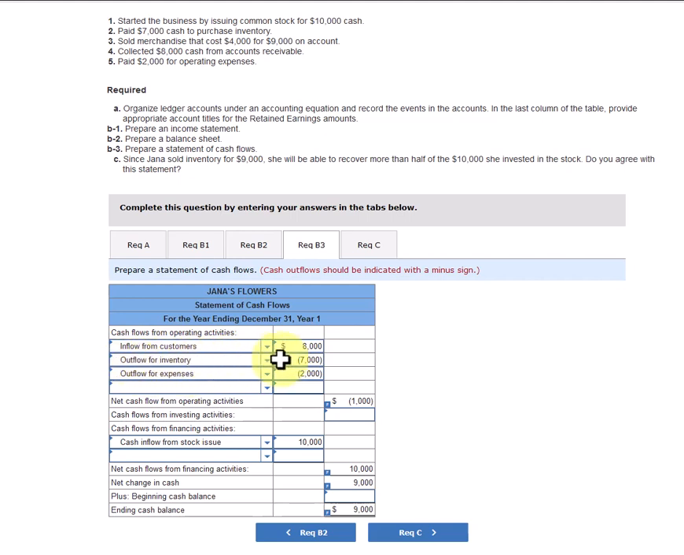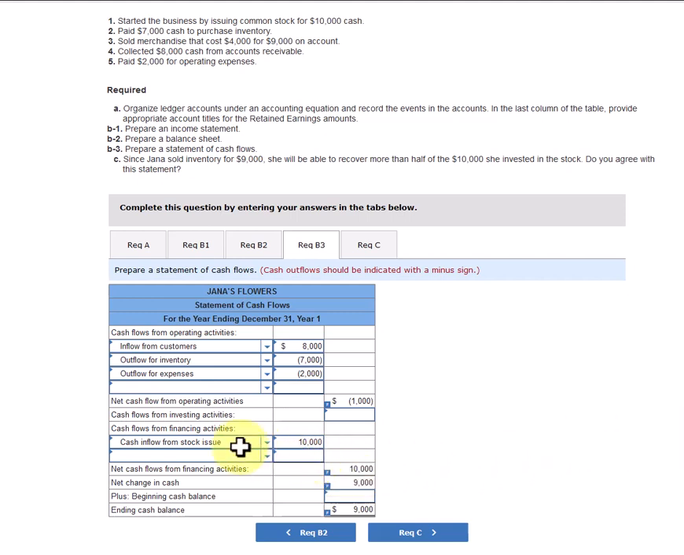All right. Outflow for inventory, $7,000. That's the amount that we paid to purchase the inventory. Outflow for expenses, $2,000. That's the amount right here that was paid for expenses. We add all of those together, and that gives us the net cash flow from operating activities. Now, in this specific problem, we don't have any investing activities. Remember, investing activities are those activities involving not only investments, but also long-term assets like property, plant, and equipment. In this case, we didn't have any of those transactions.